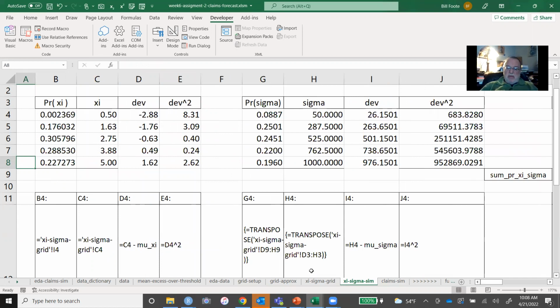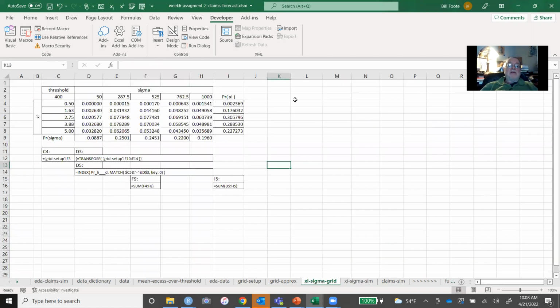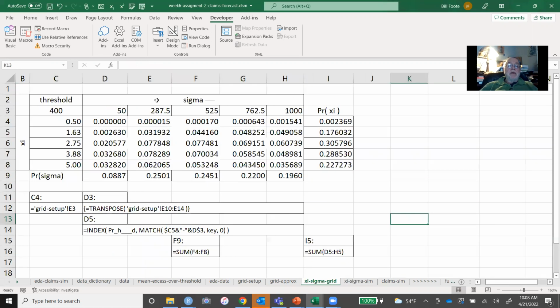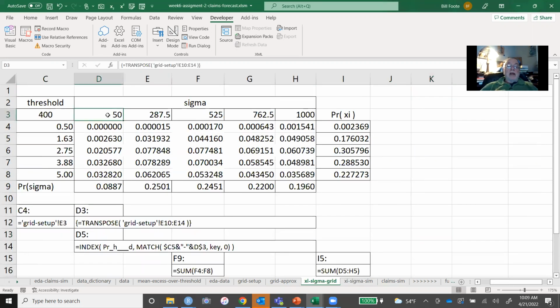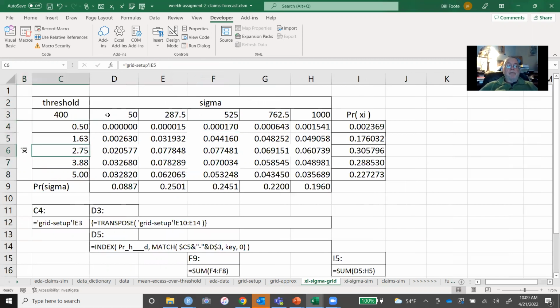Well, where do those come from? They come from this grid. And these are all joint probabilities of a value of sigma and a value of C. It's at a threshold of 400. If we made this 500, everything would change again. Okay. We could see a change.